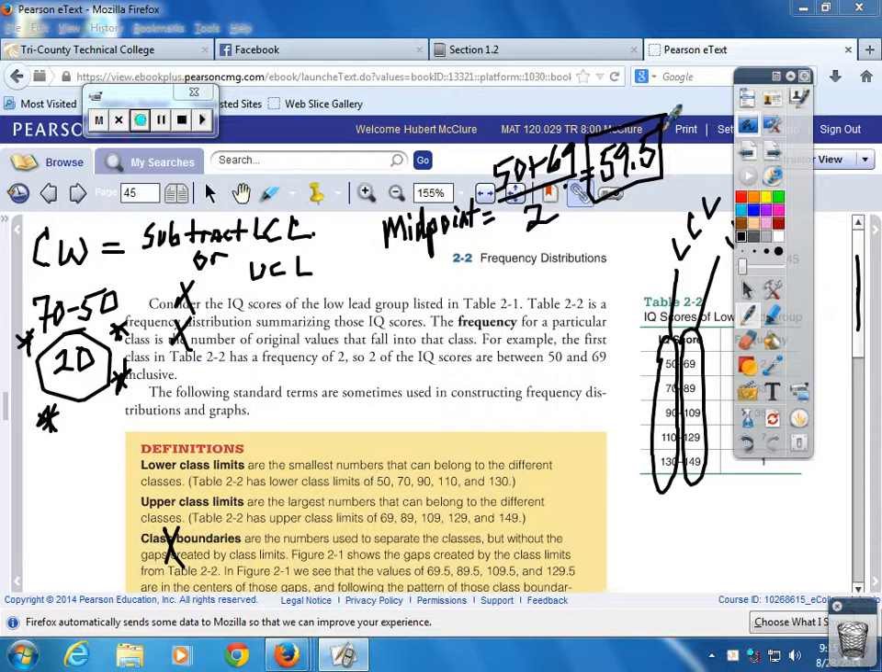20, and that would be 79.5, 99.5, 109.5, and 129.5. Simple as that. So my midpoints are going to be 79.5, 99.5, 109.5, or 119.5, add 20, be 119.5. Y'all check me on that. You're right. That's right. And then 139.5.